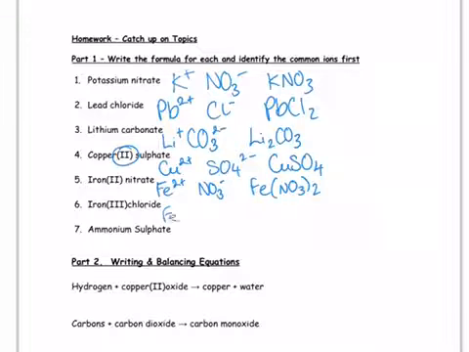Iron in this case is 3+. Again, you can see the valency written in the brackets. Chloride is a single minus, so it's going to be FeCl3.